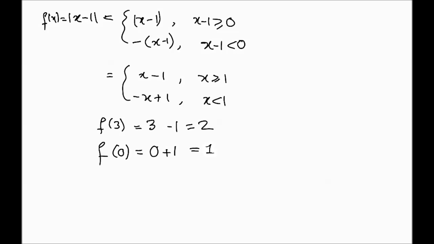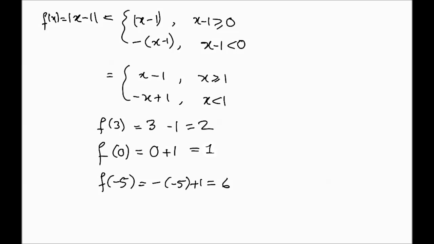So let's try one more quickly. f of minus 5. Minus 5 is clearly less than 1, so we will use this formula again. So it's going to be negative minus 5 plus 1, and it's equal to 6. Okay, so that's the answer to that one.